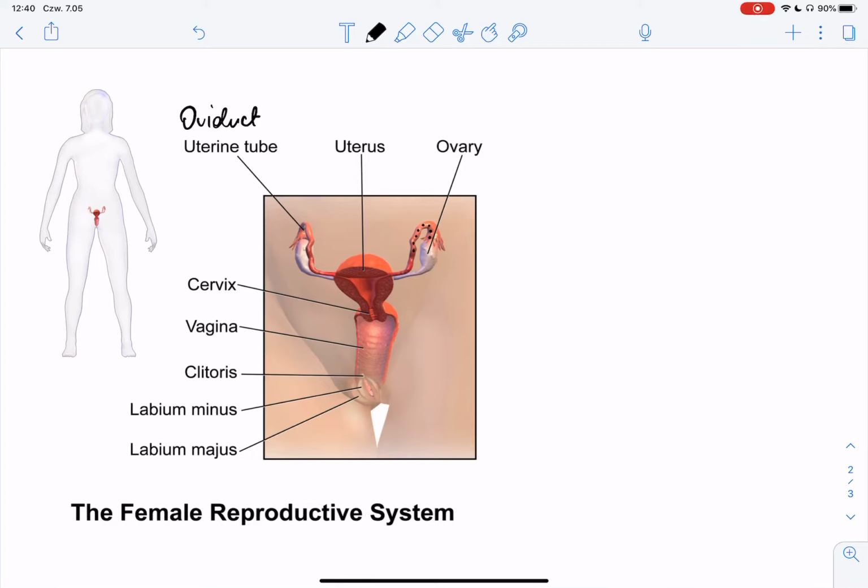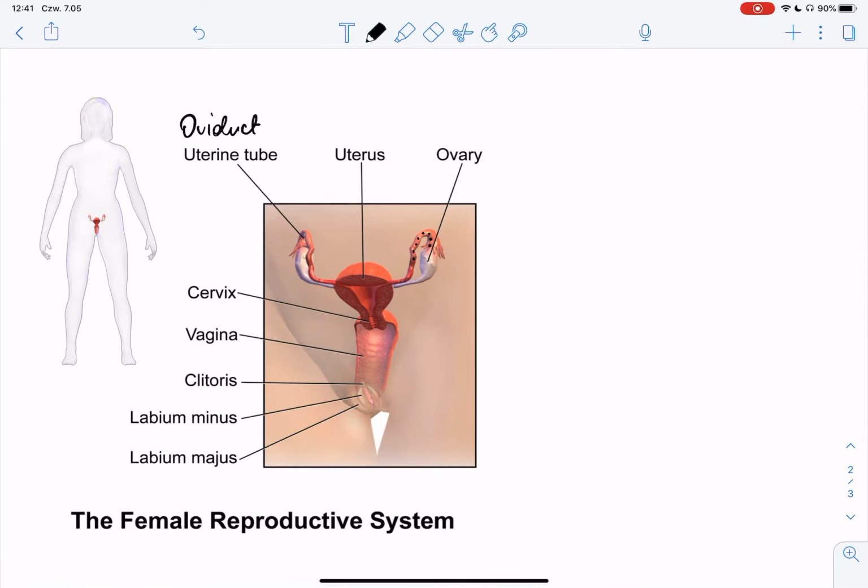Unlike sperm cell, egg cell doesn't have any flagellum to make it move. It's being pushed down the oviduct thanks to smooth muscle tissue contractions, because this oviduct is basically a tube made of muscles. And we have two of the oviducts. Both of them are connected to the uterus.